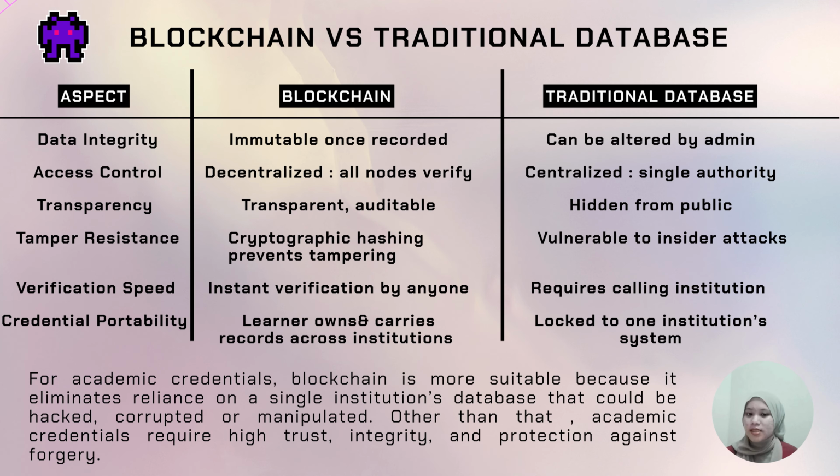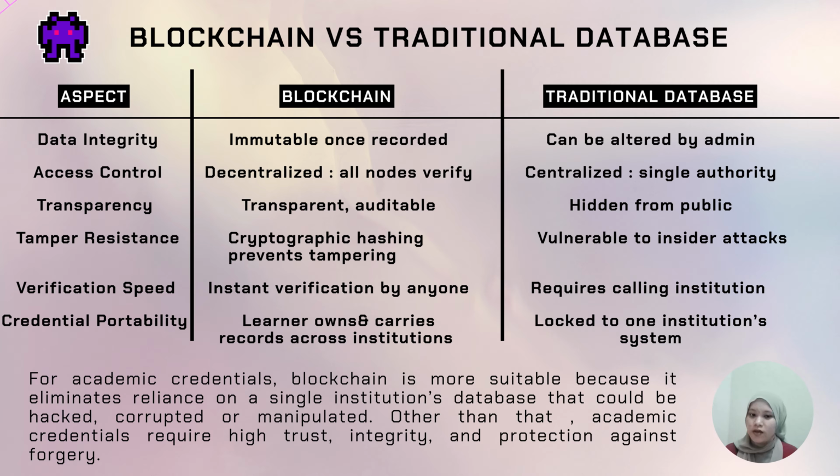Next is tamper resistance, where traditional databases are vulnerable to insider attacks. Blockchain uses cryptographic hashing, so any attempt to tamper is instantly detected. Next is verification speed. Instead of calling a university and waiting days for a response, blockchain will allow instant verification by anyone and anywhere. And finally, something I think is really important is credential portability.